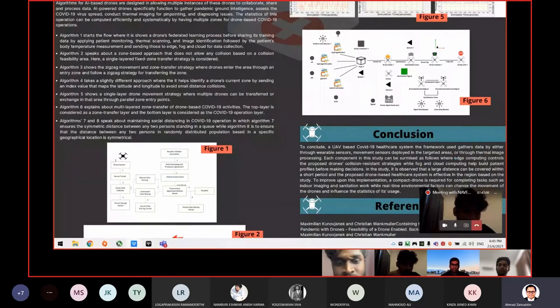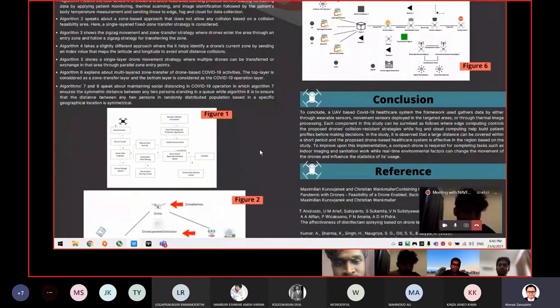Moving on to algorithms number seven and eight, this is where we get into the actual drone monitoring of a particular public situation or public geographical location. Algorithm number seven ensures person-to-person symmetrical distance in any situation, and algorithm eight further expands this application, where we talk about the distance between two people in a randomly distributed population in a specific geographical location. So we make sure that the distances between those two people are symmetrical, given a large population and a large study area.